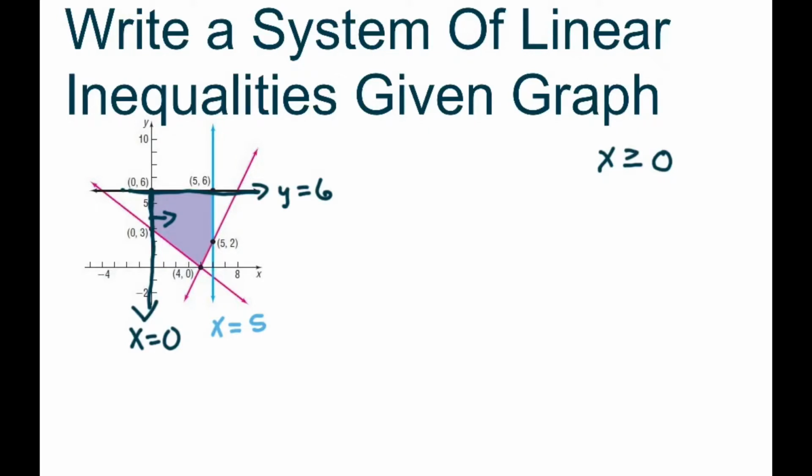Now for the y, if you look at this y equals 6, this line here, you're shading down. So that's going to be y is less than or equal to 6. Of course, you can plug in points to test it, but you can shade too and get the same answer. Now, for the x equals 5, if you look at this blue line here, you notice you're shading to the left. So that means x is less than or equal to 5.